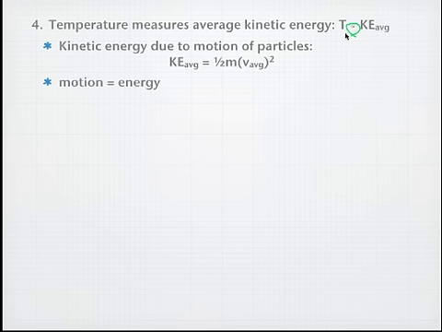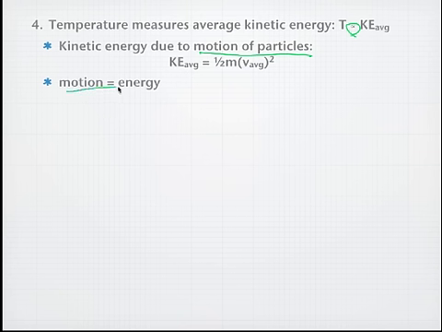Temperature measures the average kinetic energy of particles. The kinetic energy is due to the motion of particles. So particles are always in motion, as we saw before. And the kinetic energy, this is a physics equation. You don't have to memorize it, or we're not going to use this in any problems, but I do want you to see this equation, and we're going to use a rearranged version of this equation in a couple of slides to discuss how changes in certain properties affect the behavior of gases.